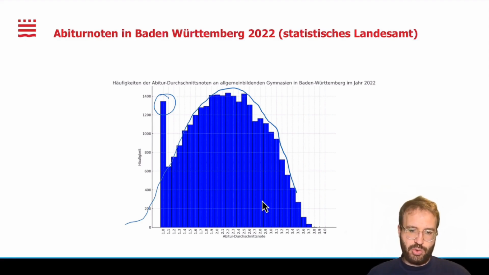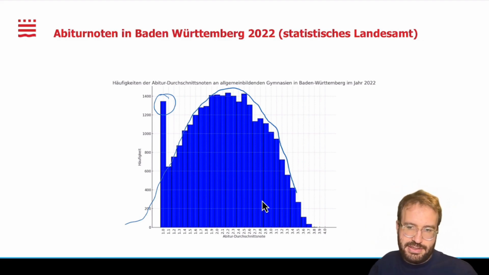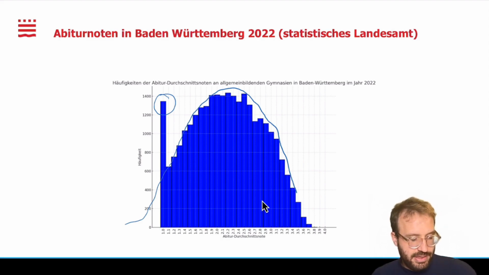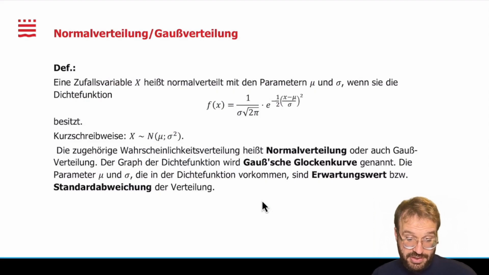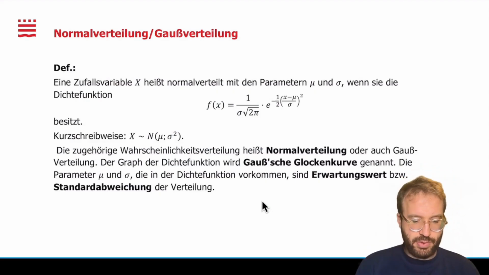So the normal distribution is basically a continuous distribution that looks something like this. It has this bell curve, has a peak, and is symmetrical around it, and it can be narrow or less narrow. And now we need to find a function that describes this. And this is now a bit of a more complicated function, but don't worry, we'll take a closer look at it.